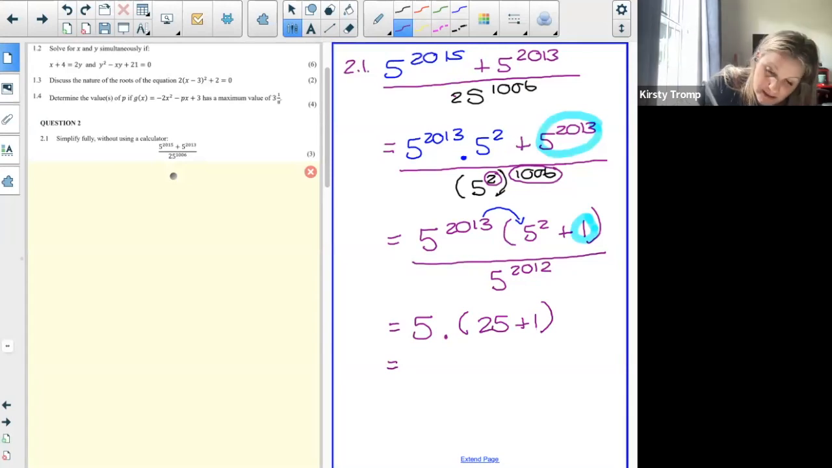And that leaves me with 26 times by 5. 26 times by 5 gives me, am I right, 130? Okay, so that's the way I would do it. There are other ways to do it, I'm sure. That's the way that I find the easiest.